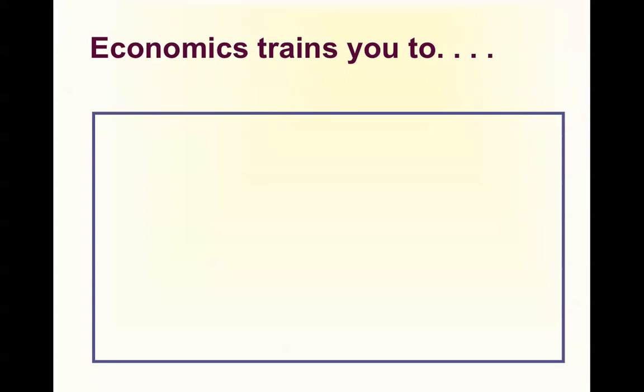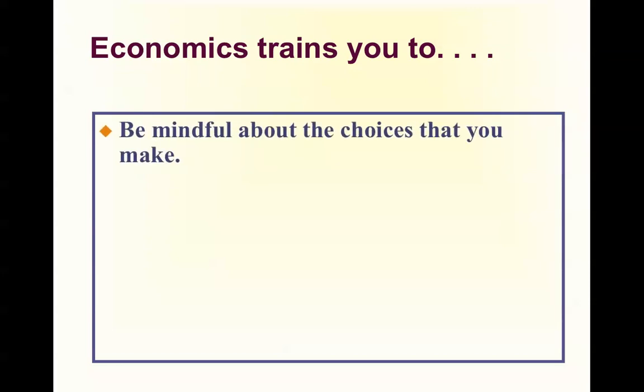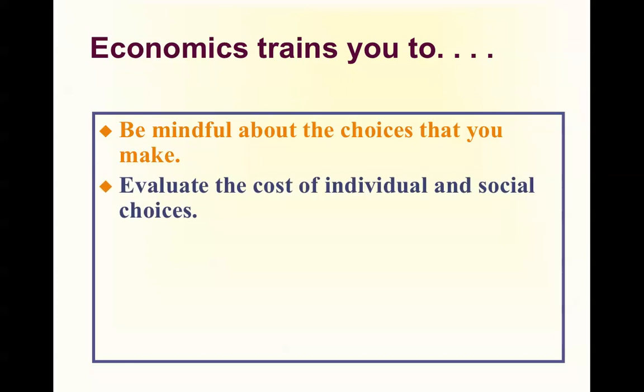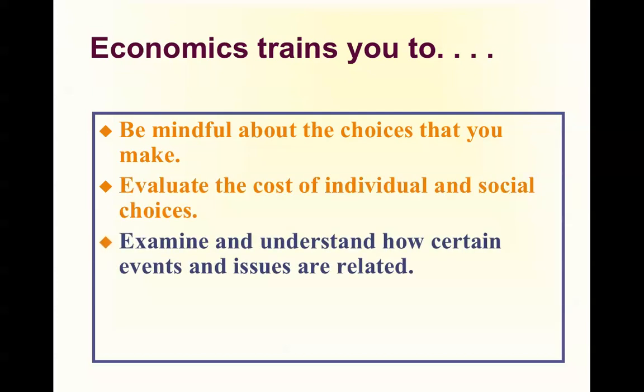Economics trains you to be mindful about the choices that you make, evaluating the cost of individual and social choices, and examine and understand how certain events and issues are related. So let's look at the first one, being mindful. That means once you make a choice, being able to ascertain what that choice is going to mean for you and perhaps mean for others. Because economics, as we learned in Chapter 1, is all about decision making.